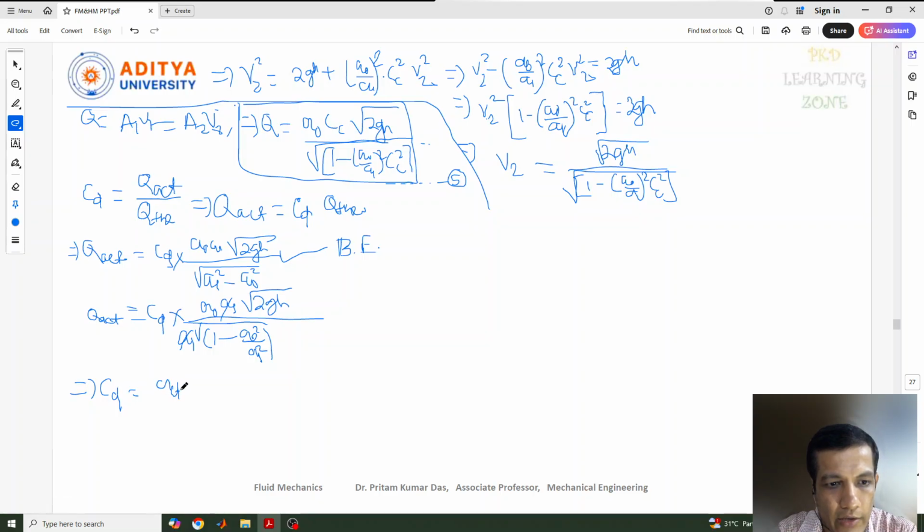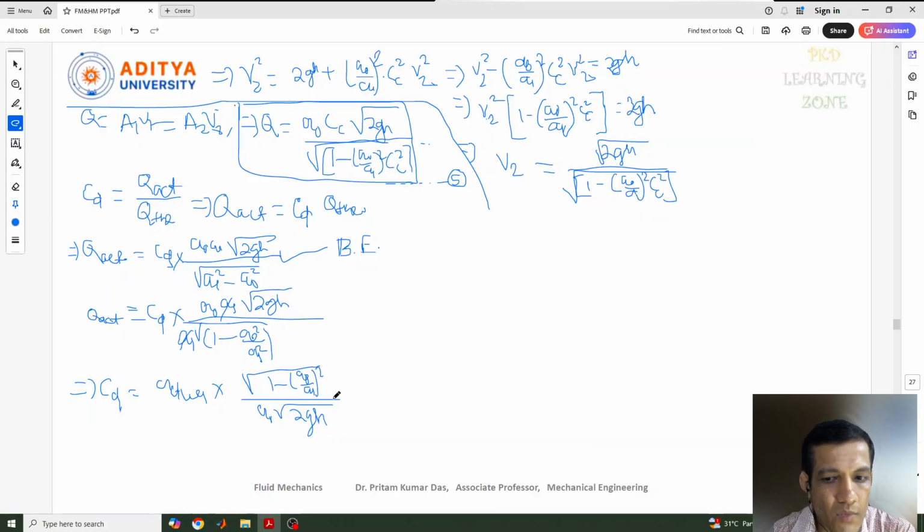That is nothing but Q actual into root over of 1 minus A0 by A1 square, divided by A0 root over of 2GH. What I did is keep this CD on one side and take this total value to the other side, so it gets reversed here.